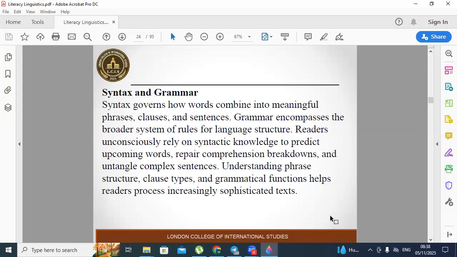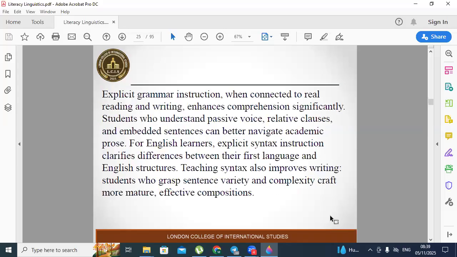Teaching syntax also improves writing. Students who grasp sentence variety and complexity craft more mature, effective compositions. Explicit grammar instruction: let's discuss how explicit grammar instruction, when connected to real reading and writing, enhances comprehension significantly.